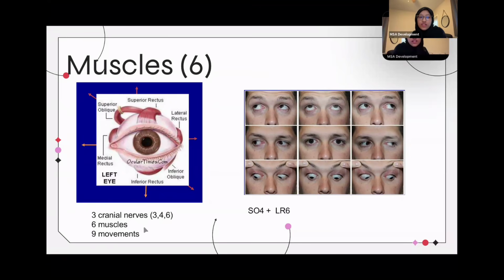9 movements. And the nerves are cranial nerves. So third cranial nerve supplies everything else. The superior oblique is supplied by 4. Lateral rectus is supplied by 6. So SO4, LR6, I like to say. So superior oblique is by cranial nerve 4. Lateral rectus is by 6. So you have in total 3 cranial nerves, 6 muscles, 9 movements.